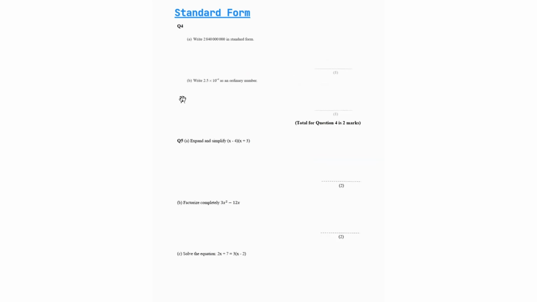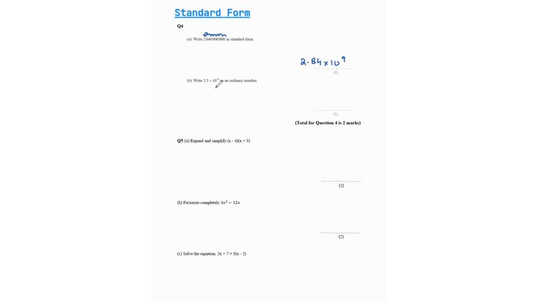Then it says write 2,040 million in standard form. So that's just going to be 2.04 times 10 to the power of 9. You will move the decimal 9 places to the left-hand side, and it's going to land between 2 and 0. The first digit cannot be less than 1. It always has to be greater than or equal to 1, but less than 10. So it's supposed to be between 1 and 10.